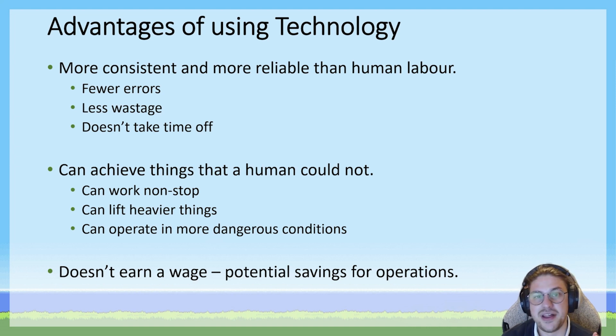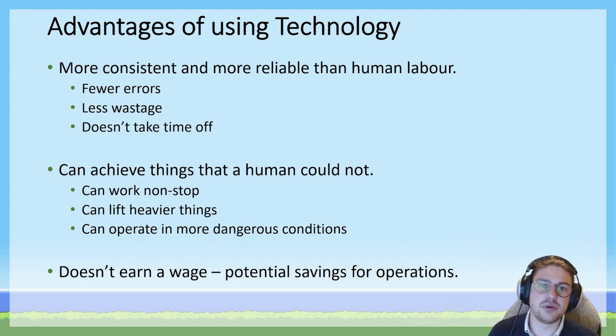For example, any type of technology is going to be more consistent and or more reliable than human labor. Where we talked about human error, that's not present if a human's not present. So automation and robotics and artificial intelligence can be expected to produce less wastage and make fewer mistakes because they're not prone to human error.